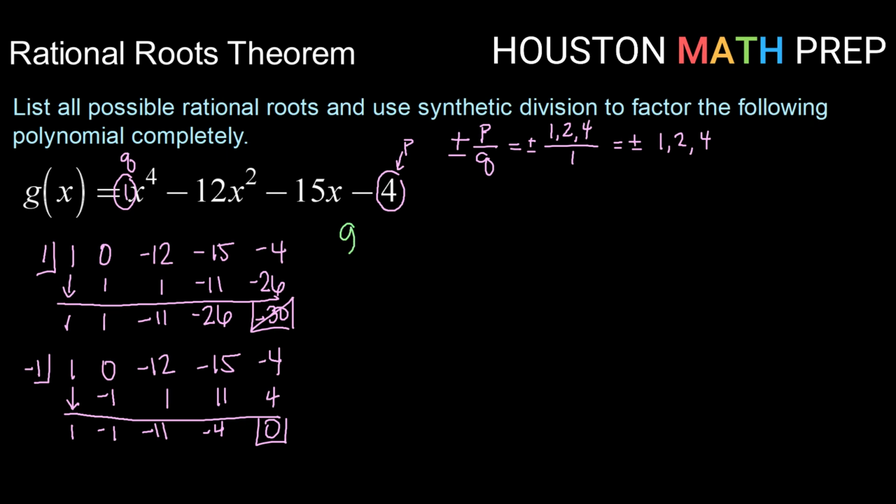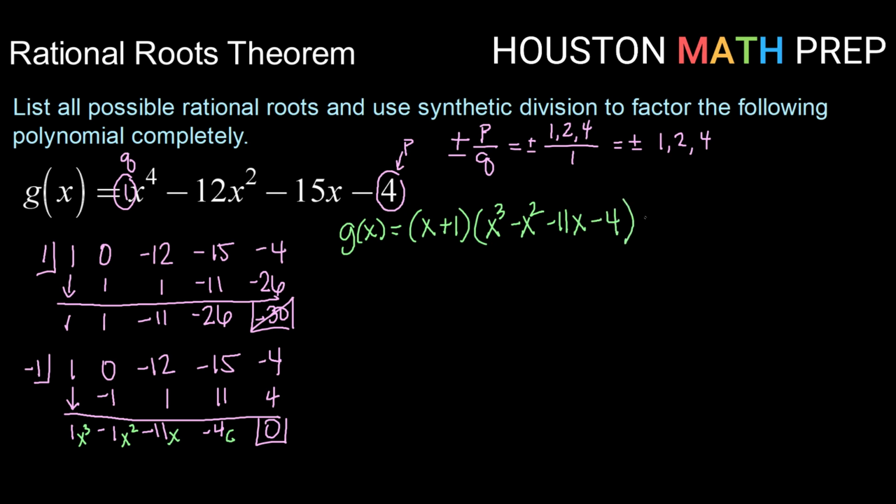So I'll go ahead and start rewriting g of x. G of x can be written as x minus negative 1, or x plus 1, times whatever I have here. So here's my constant, my x squared, and my x cubed. So that's x cubed minus x squared minus 11x minus 4.